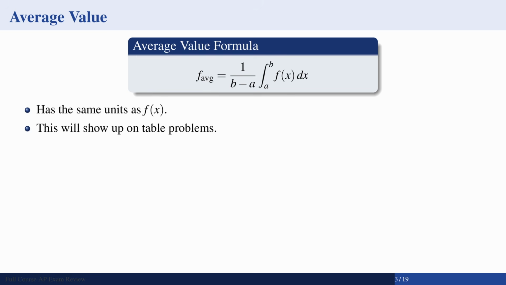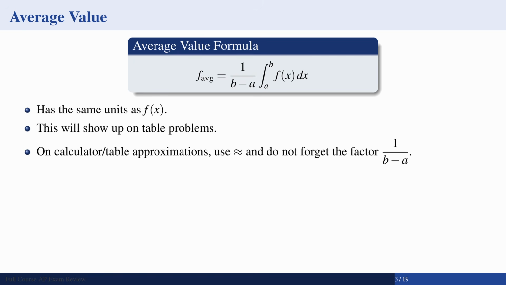It will definitely show up on table problems. On a calculator, or just in general, if you are approximating the value, make sure that you remember to put the 1 over b minus a, and that you remember to put the approximately equal to sign. The 1 over b minus a in particular, people forget because you get so wrapped up in doing your right sum, your left sum, etc. So it's got to be there.